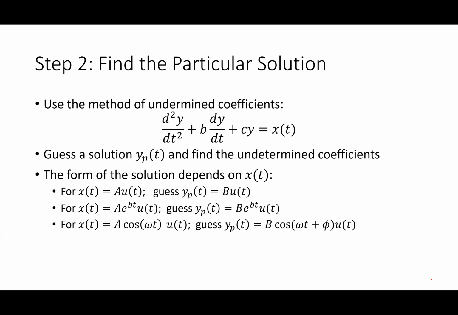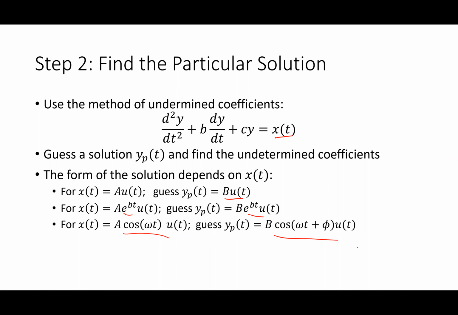Again, we're going to do an example here. I've got two examples we're going to go through. But then I've got my particular solution. I still have to do that, right? And that basically gets me to three possible choices, right? If I have a constant over here, then I guess a constant. If I have an exponential, I guess an exponential. If I have a cosine, I guess a cosine, but we don't use cosine, right? What do we end up using instead of cosine?